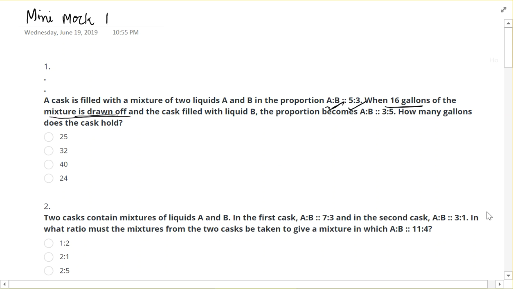Before reading the question completely, you know that if 16 gallons of the mixture is drawn and the ratio was 5 is to 3, 5 plus 3 that is 8. So you know that 10 and 6, A and B are drawn. And the cask is filled with liquid B, so entire 16 is replaced by B. So now you subtracted these and you added 16 of B and 0 of A.